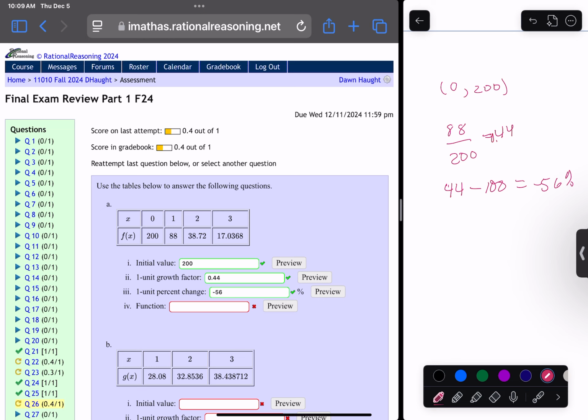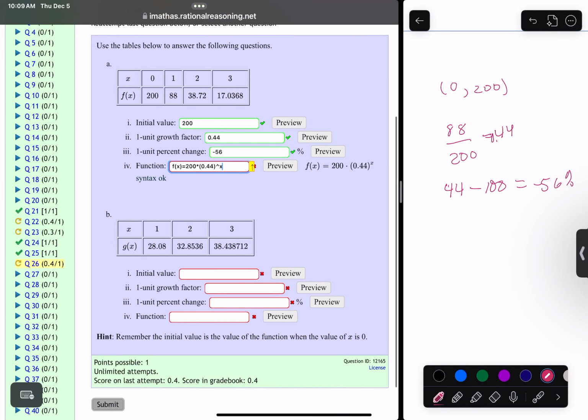Okay, so our function is always going to be, now they call this function, if you look in the chart, f of x equals our starting value 200 times 0.44 to a power of x. Now let's check it, okay?